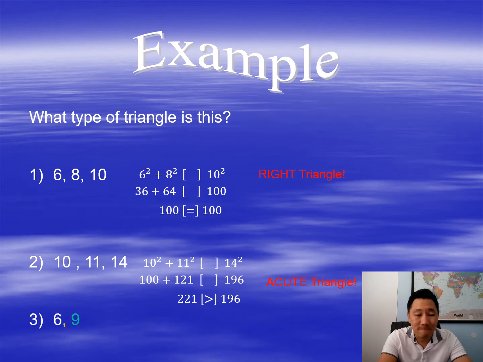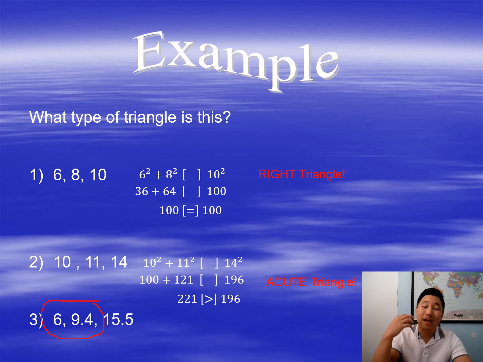Let's do one more for fun. Some decimals in there: a 6, a 9.4, and a 15.5. First, we have to make sure if it's a triangle or not, adding the two small ones. When I add these two together, they are not bigger than the third side. You get 15.4, and we needed it to be bigger than 15.5. So that means it doesn't even make a triangle, and we don't have to figure out what type, because there's no type if there's no triangle.